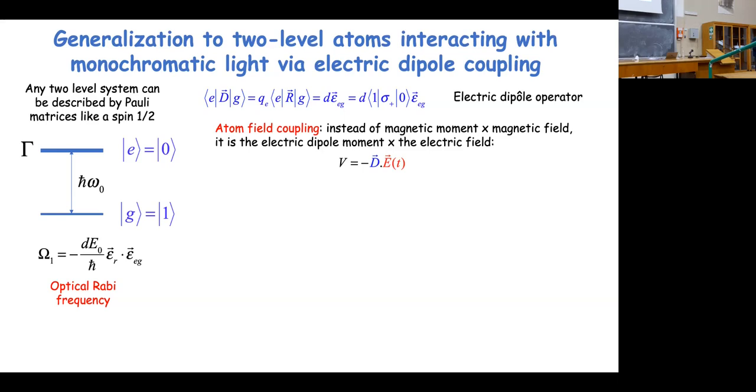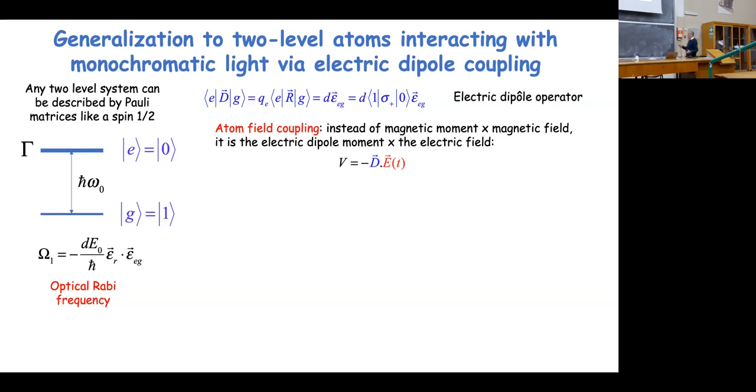The only change is that the magnetic moment of the spin is replaced by the electric dipole of the atom between the ground and the excited state. And the magnetic field is replaced by the electric field. So instead of having a Hamiltonian which is M dot B, you have a Hamiltonian which is E dot D. The coupling of the electric field of a wave with the electric dipole, instead of coupling the magnetic field of the wave with the magnetic dipole of the spin. But you get the same equations.